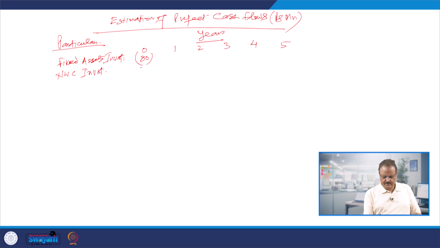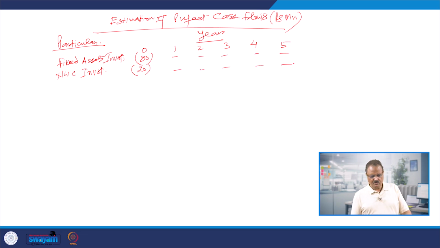So this is going to be how much? 20 million of the investment we are going to make in the working capital, and nothing is going to be done here in the years 1, 2, 3, 4, 5, because it is a construction period and it is only going to cause the cash outflow, not the inflow. Now, the next thing is we are going to talk about the revenues.